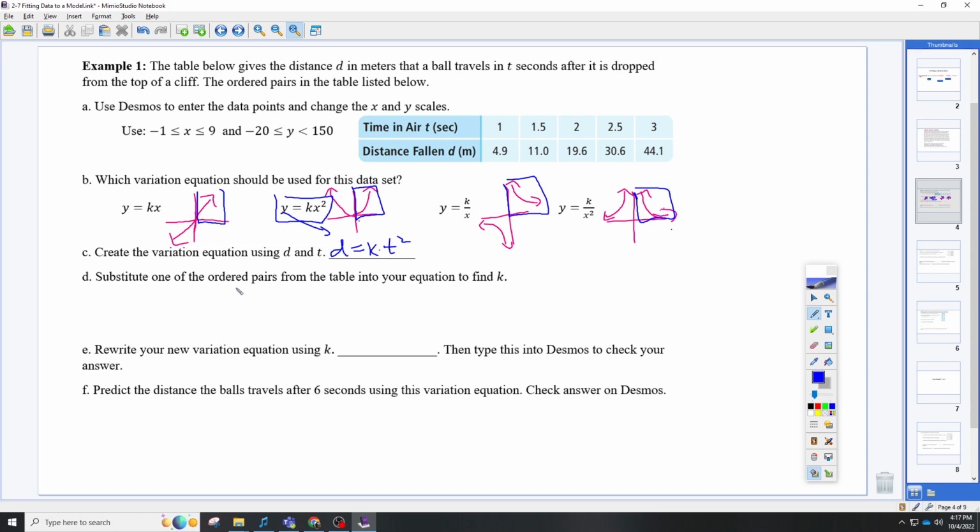Part D: substitute one of the ordered pairs from the table into your equation to find k. So now that we know what it is, we can use any ordered pair we want to find the k value. I'll just use the first one, it seems like the easiest. Our time is 1, and our distance is 4.9. So I'll put in time 1 and distance 4.9. So we do 4.9 equals k times 1 squared.